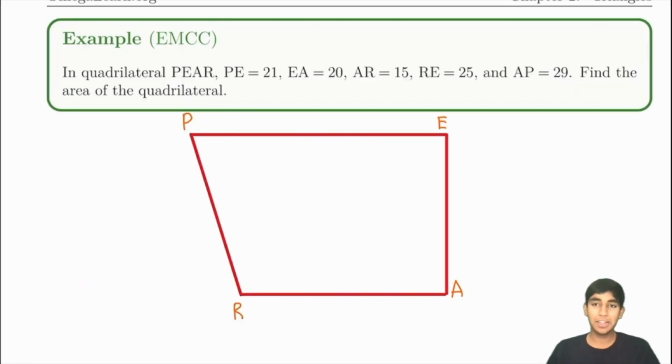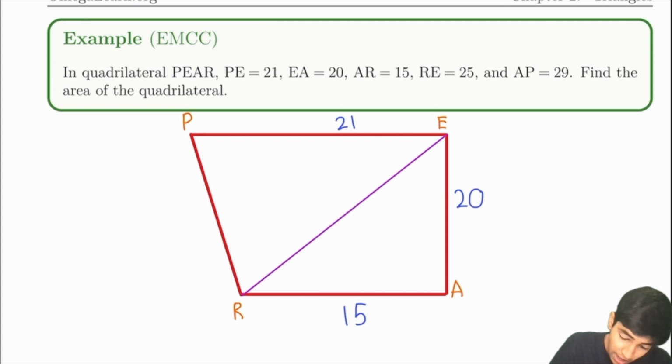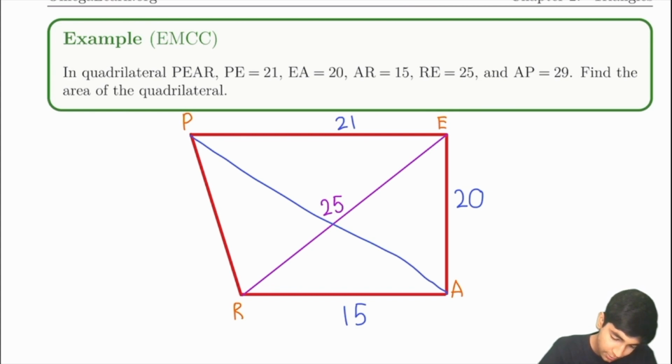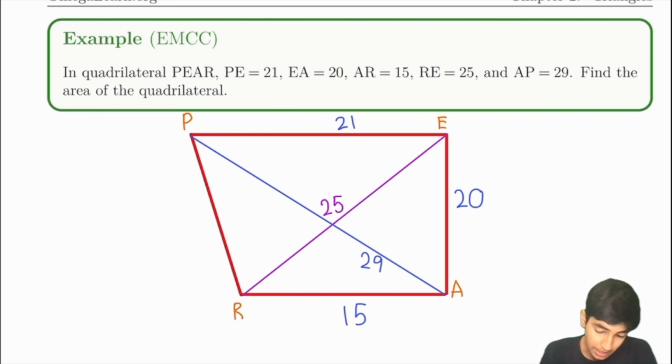Let's now solve this interesting problem that uses Pythagorean triples. In quadrilateral PEAR, PE equals 21, so let's mark that. EA is 20, AR is 15, RE is 25, and AP, what color should we use? Let's use blue. AP, not AP exams, but this is going to be 29. Okay, and we're asked to find the area of this quadrilateral.